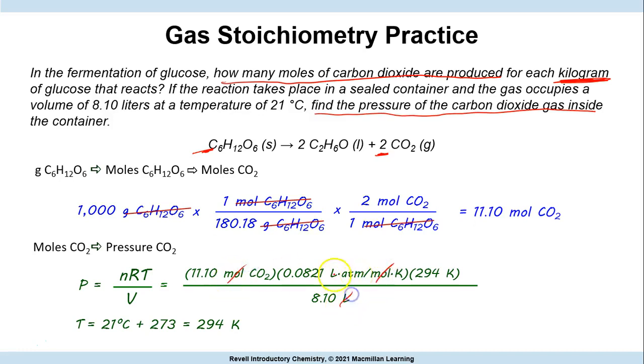The liters will cancel with liters. The Kelvin will cancel with the Kelvin. And we are left with atmosphere. So that gives us a value of 33.1 atmosphere of carbon dioxide.